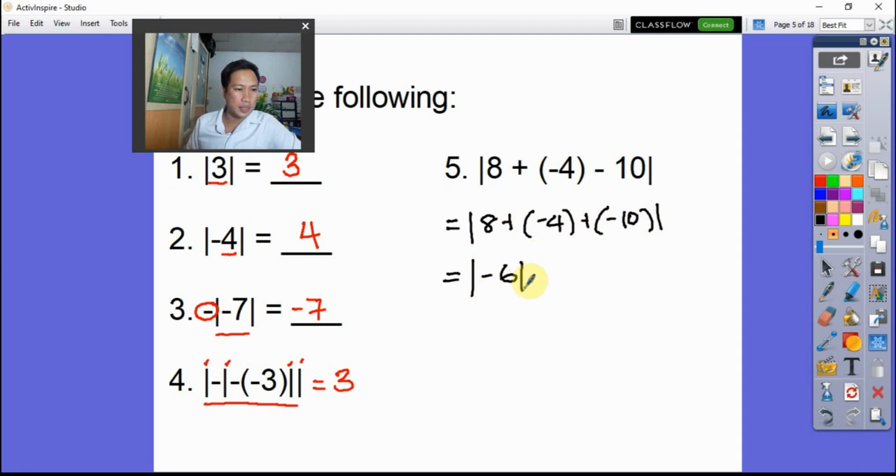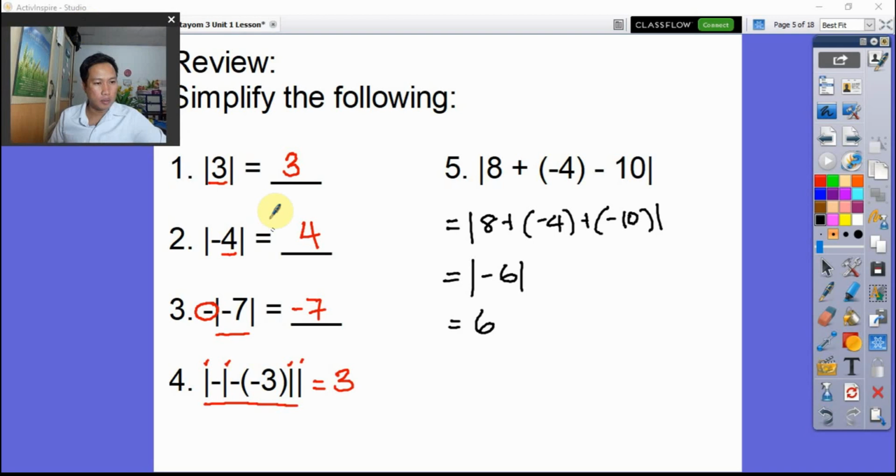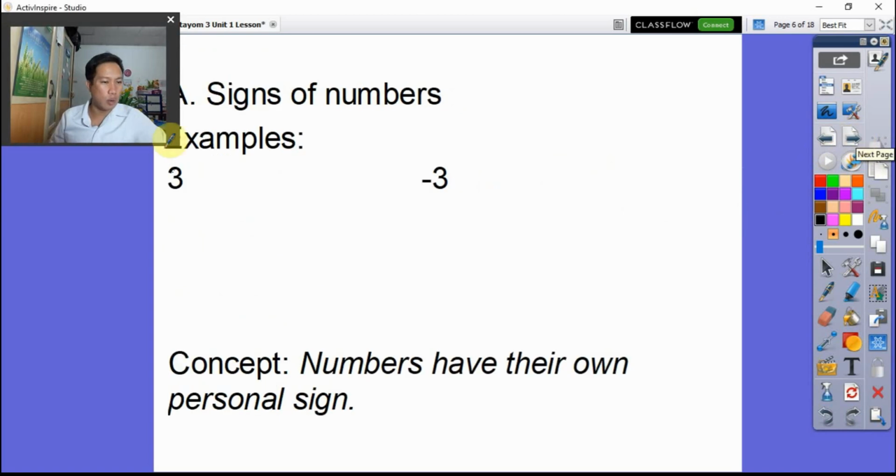Okay, so 8 plus negative 4 is 4. 4 plus negative 10 is negative 6. Now we apply the absolute value, you will get 6. All right, so very easy, very simple. Maybe you have some questions regarding absolute value, then you can ask directly in our classroom.